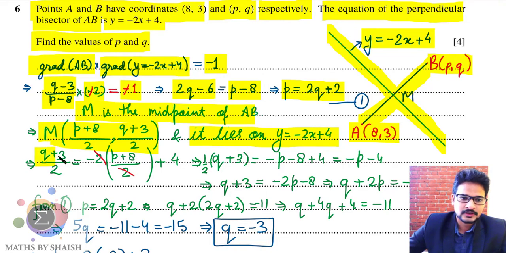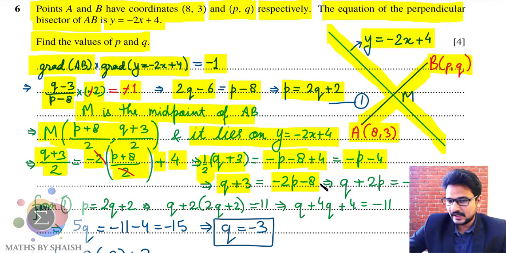So we got (q plus 3) upon 2 equals minus 2 times x, which is this in this case, and then plus 4, whatever is given here. Then it is 1 by 2 times (q plus 3), and we can cancel these two 2's here, and then we multiply by minus, so minus (p minus 8) and plus 4 as it is. We simplify, and we get minus p minus 4. So we cross multiply this 2 to the other side, and we get q plus 3 equals minus 2p minus 8, and we move q and plus 2p to the other side, 2p plus q equals minus 11.